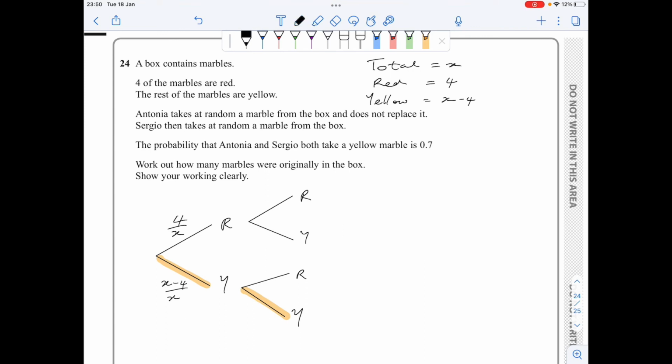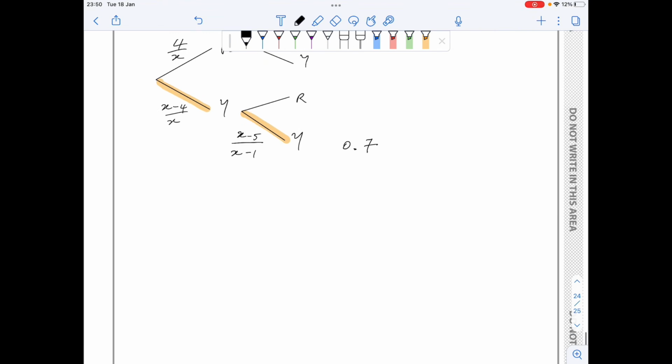Now, if the first one selected is yellow, then the number of yellow decreases by 1. So instead of x − 4, I have x − 5. But also the total number decreases by 1. So instead of x, I have x − 1. And the product of these two should be 0.7 as stated in the question. So let's create an equation. (x − 4)/x times (x − 5)/(x − 1) should be 0.7, or 7 over 10 as a fraction.